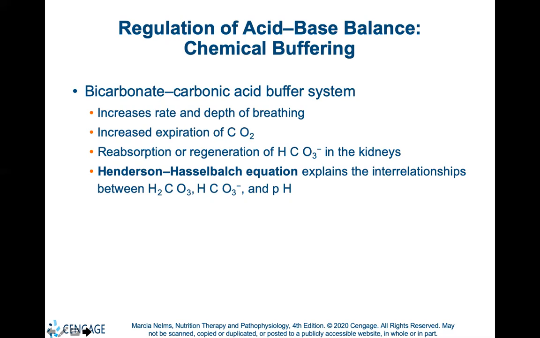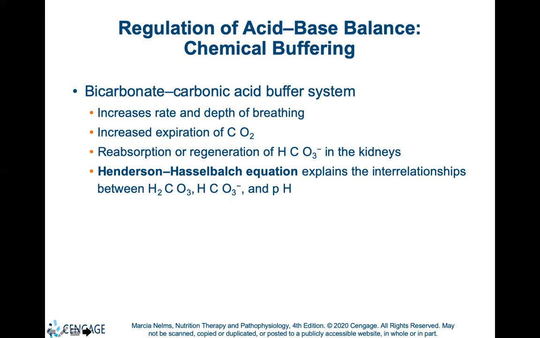As the buffer system reacts with fixed acids, carbonic acid is produced. As previously discussed, carbonic acid readily dissolves to carbon dioxide in water. Therefore, the lungs will accommodate the increased load of acids by increasing rate and depth of breathing and expiring the carbon dioxide. The kidney will help with this buffer system by either reabsorbing bicarbonate or regenerating bicarbonate from carbon dioxide in water.